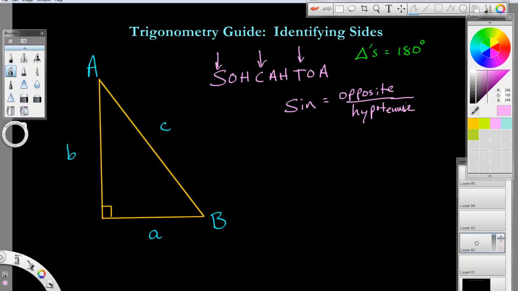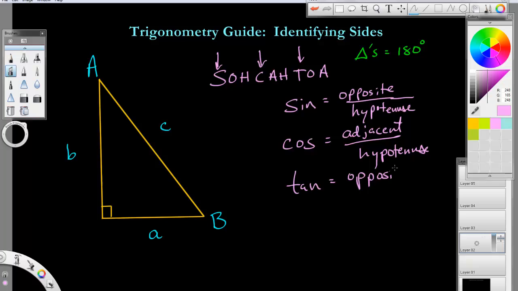Hypotenuse. The cosine would be, well, what do you think? It'd be adjacent over hypotenuse. C-A-H, the adjacent side over the hypotenuse. And the tangent would be opposite over adjacent. Opposite divided by adjacent.